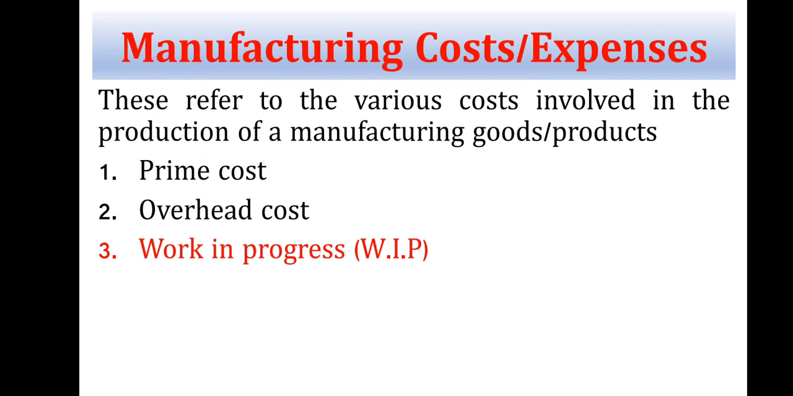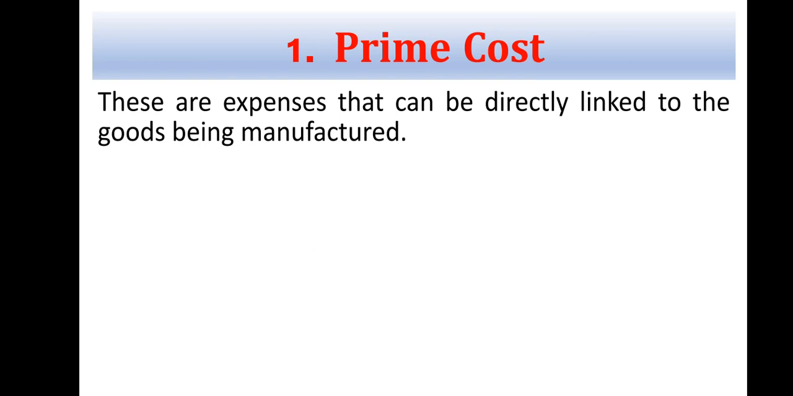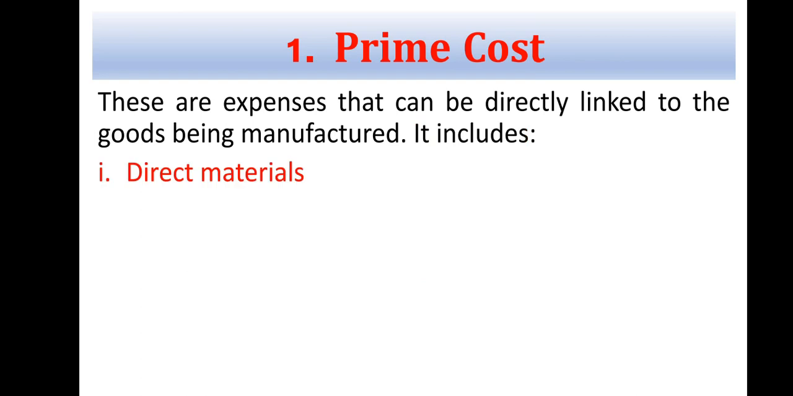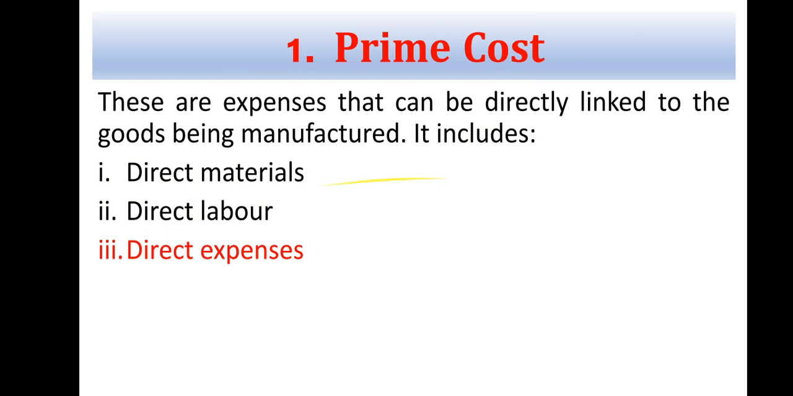What is prime cost? If you are talking about prime cost, these are expenses that can be directly linked to the goods being produced. Without these expenses, the manufacturing of the goods cannot be made possible. These expenses include direct materials, direct labor, and direct expenses. I will take them each one after the other.